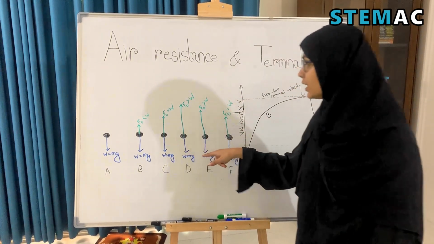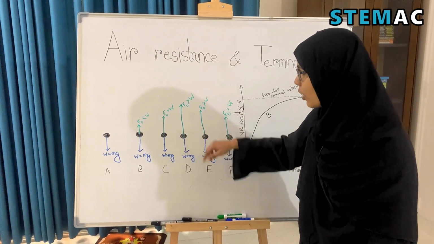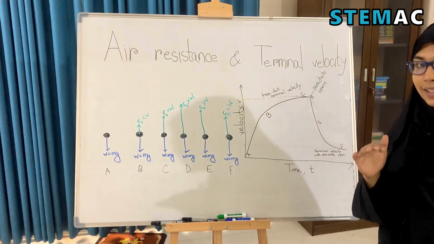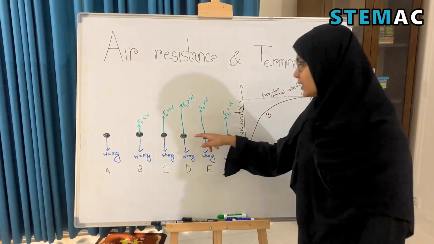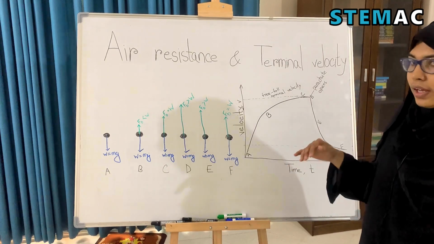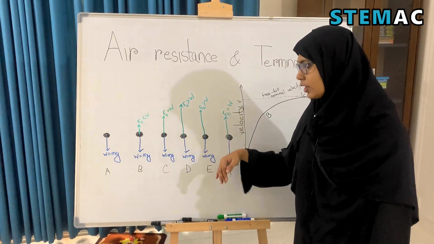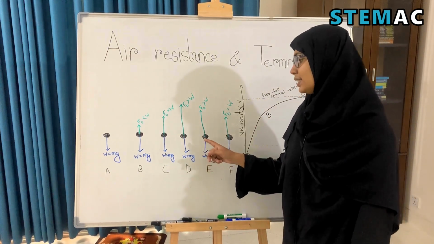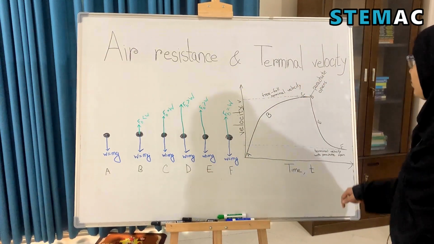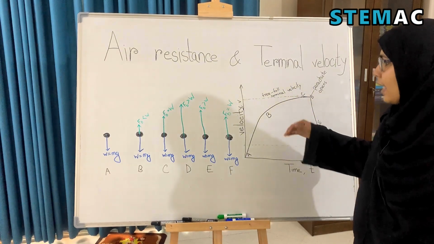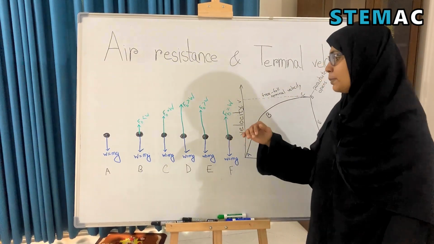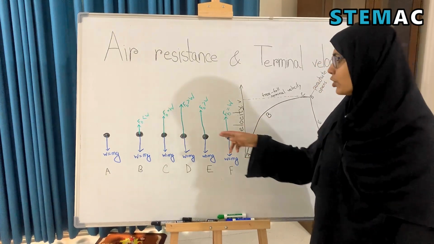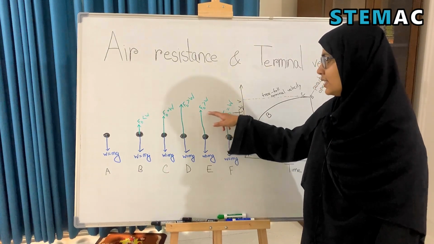So, the person is now moving downward, but at less speed. The person is decelerating. In the downward direction, acceleration is negative. That means deceleration is happening. Then as deceleration is happening and speed is becoming less, the drag force acting on the person is decreasing.